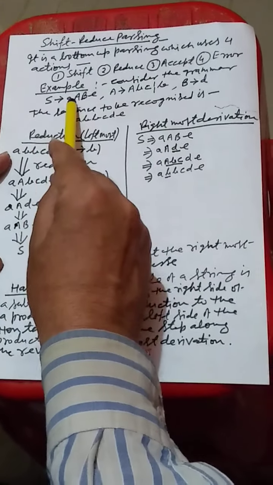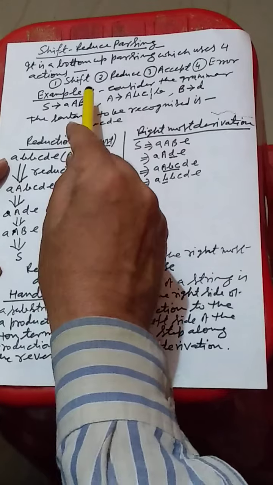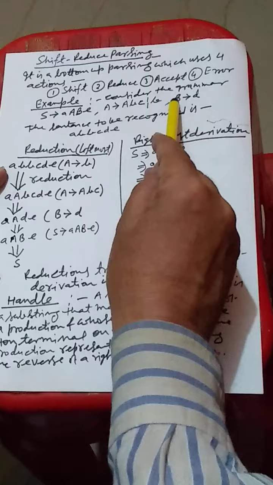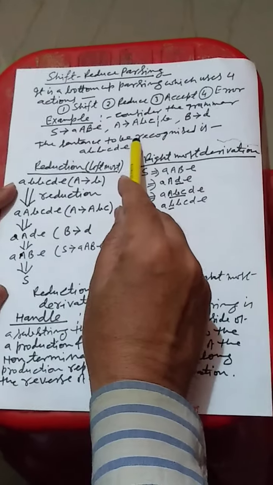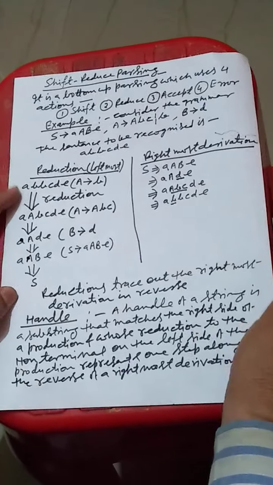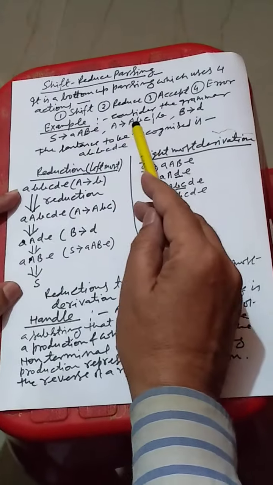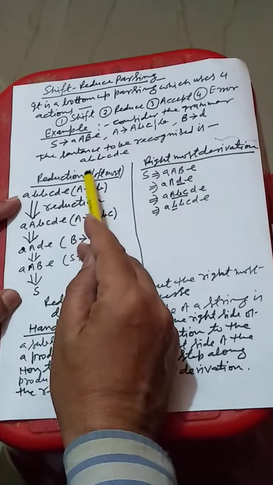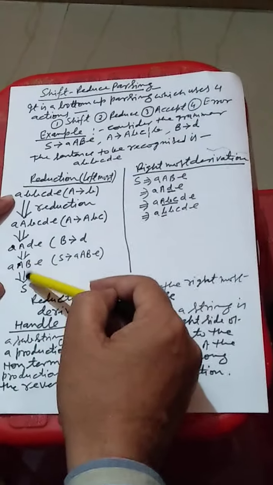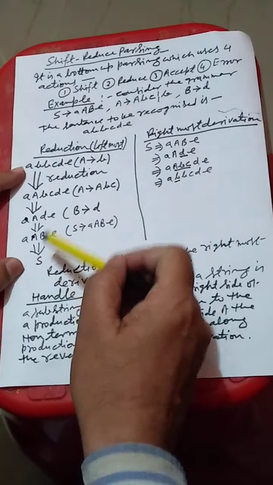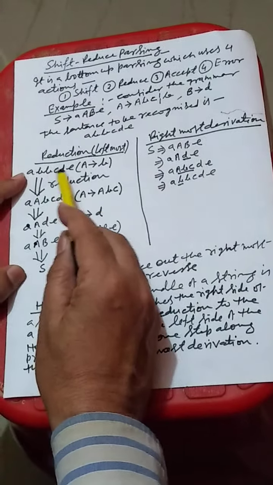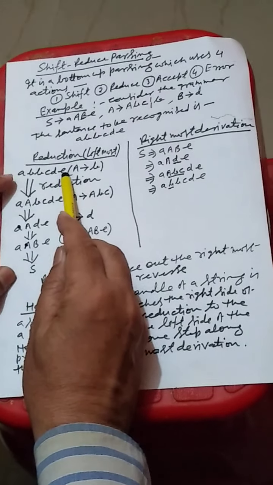Consider the grammar: S produces a A B e. A produces A b c, or b. B produces d. The sentence to be recognized is a b b c d e. So what we will do in bottom-up parsing is start from the string and proceed to the start symbol S of this grammar. See how we will reduce this a b b c d e.